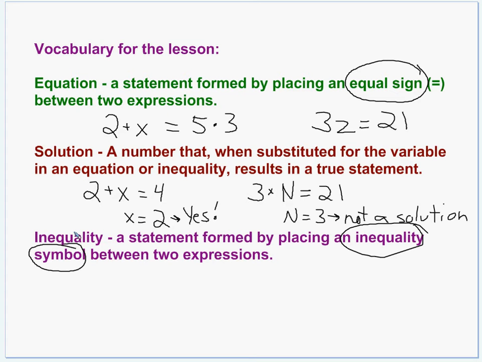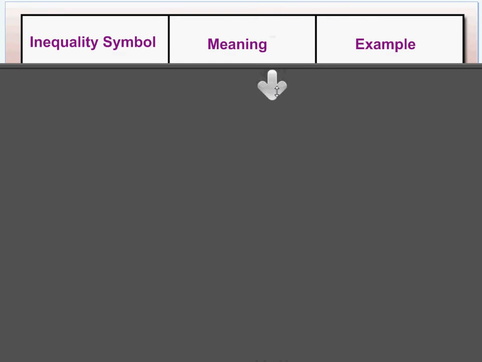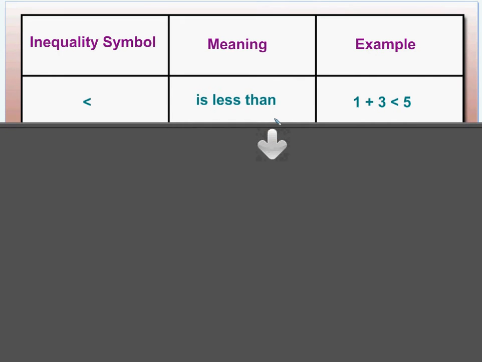So if you don't have these down yet, feel free to pause. And this chart, I want you to make sure you get this in your notes as well. Okay? I have some symbols, I have their meaning, and I have an example. Okay, there's 4 different types of inequality symbols. Here we go. Number 1, and these are in no particular order, okay? This is less than. So when I see this, I'm going to say is less than.